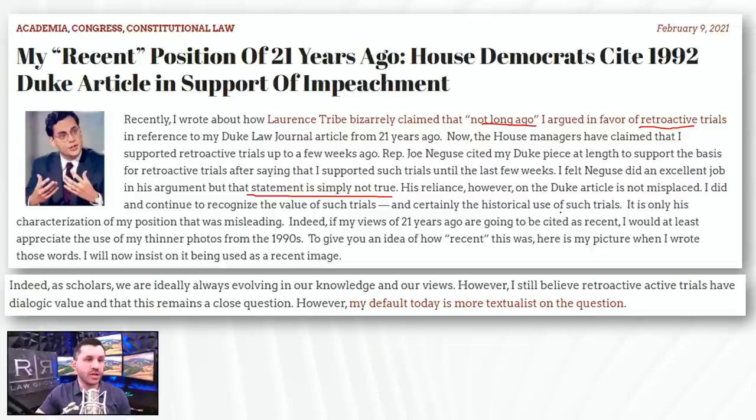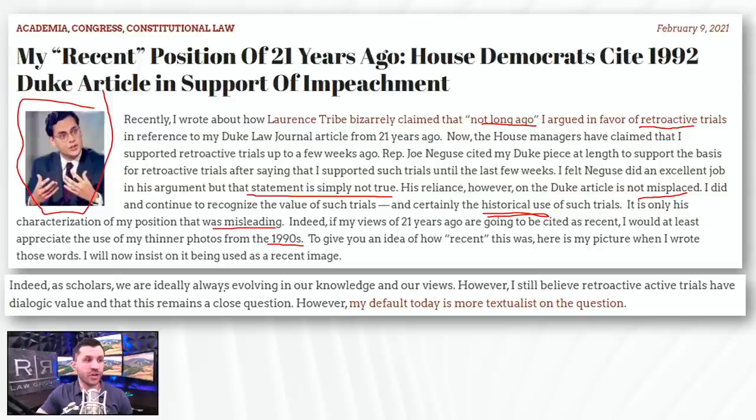His reliance, however, on the Duke article is not misplaced. I did and continue to recognize the value of such trials and certainly the historical use of such trials. It is only his characterization of my position that was misleading. Indeed, if my views of 21 years ago are going to be cited as recent, please use my photo from the 90s. I was thinner then. To give you an idea of how recent this was, here's a picture of when I wrote it. So that's him. So he's kind of having fun with this. He's being very deferential. He's being a gentleman about it.